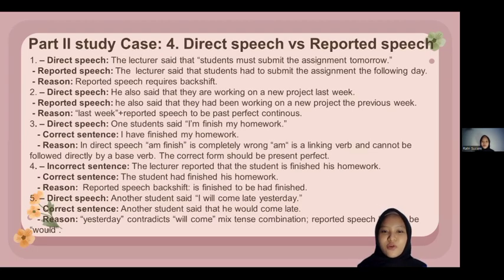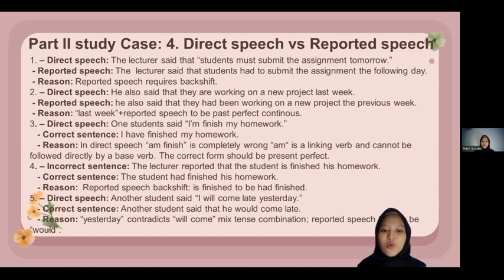Case study number 4 is direct speech versus reported speech. Number 1, direct speech: the lecturer said that the student must submit the assignment tomorrow. Reported speech: the lecturer said that the student had to submit the assignment the following day, because reported speech requires that step back. Number 2, direct speech: he also said that they are working on a new project last week. Reported speech: he also said that they had been working on a new project the previous week, because last week in reported speech needs to be past perfect continuous.